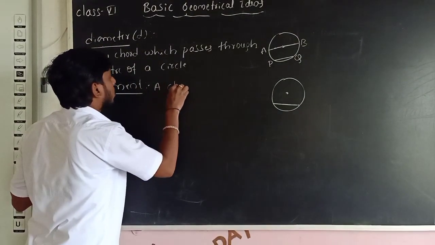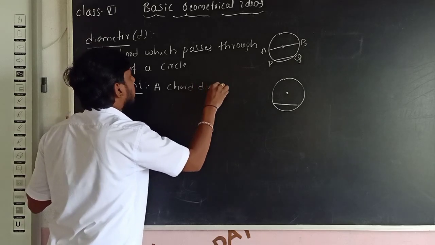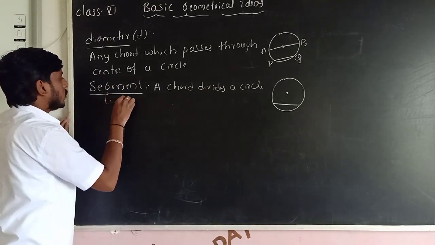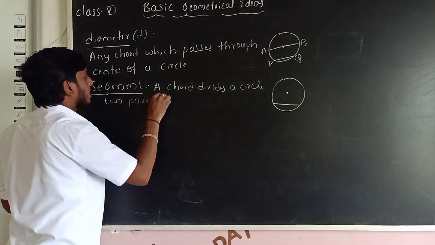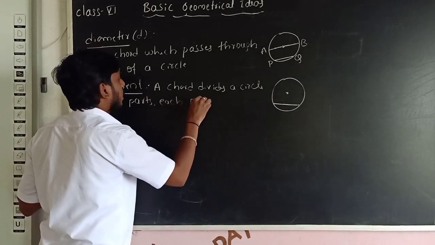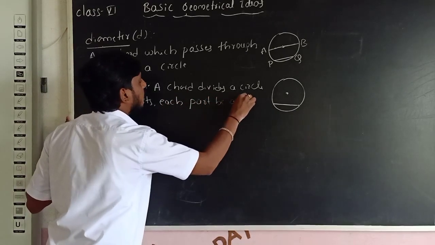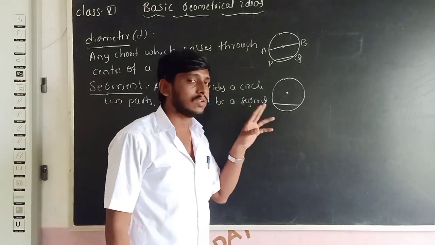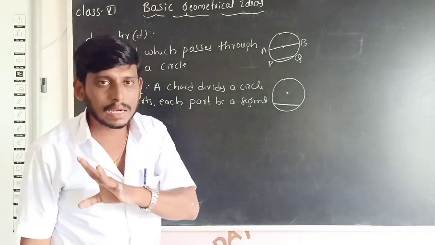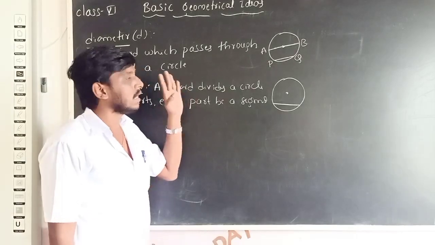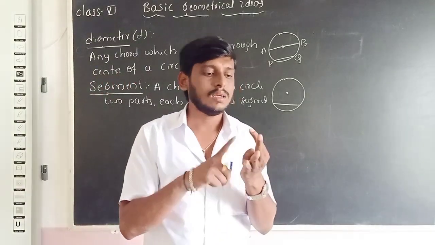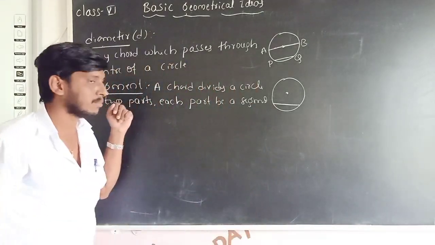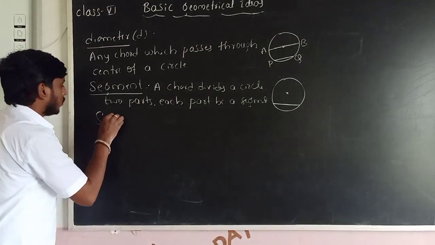A chord divides the circle into two parts. Each part is said to be a segment. Here, actually, the syllabus is very lengthy. In segment also there are major segment and minor segment, but that one is not in your syllabus. Only the definitions of circle, radius, center, chord, diameter, segment. Next, sector, the last definition.